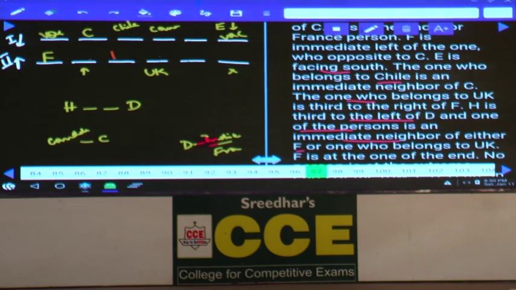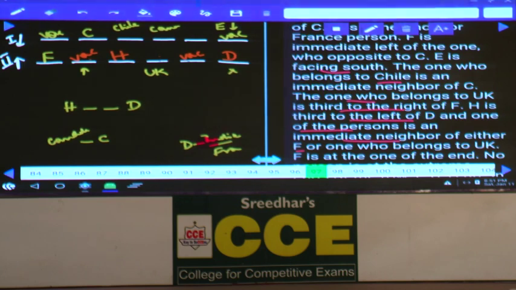Where should this H be? H is here, D is here. If H is here, D is here, how many vacant places are there in row 2? Two vacant. Out of which this must be vacant because four persons were already filled: F, H and D. UK is already filled. Isn't it? Hence four persons were filled and this is vacant and this is vacant. Now this is vacant. If this is vacant, then what is the other information we have?